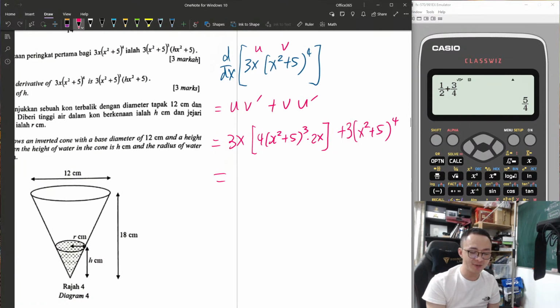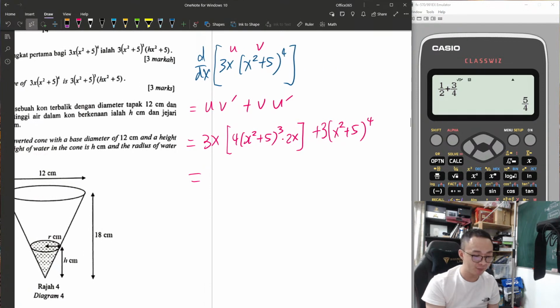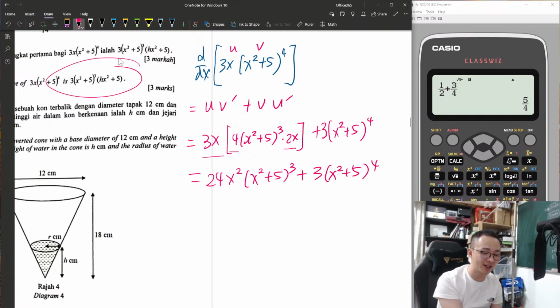Alright, then I will just multiply them. Okay, so if I multiply here, this one is about 8x multiply 3x is 24x squared. Then this is (x squared plus 5) to the power of 3 plus 3 (x squared plus 5) to the power of 4. Right now my objective is I want to get something very similar to this pattern. So this is my whole objective right now.